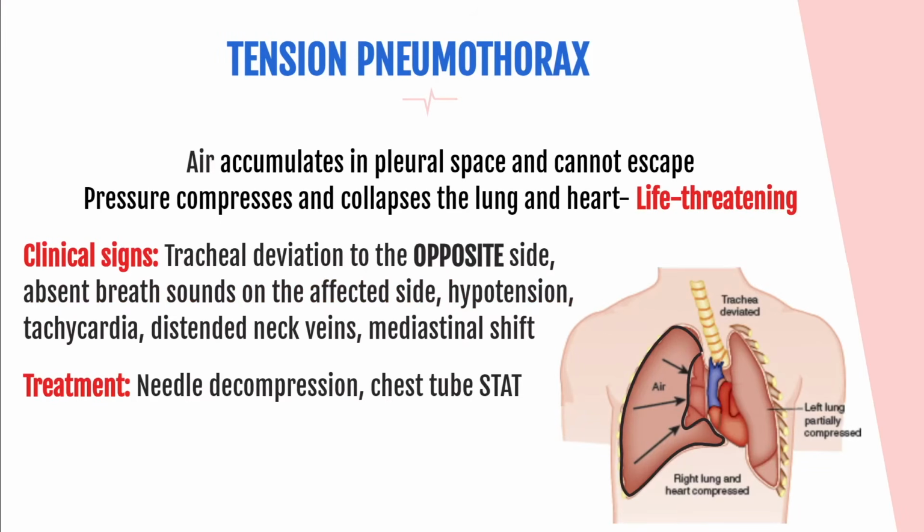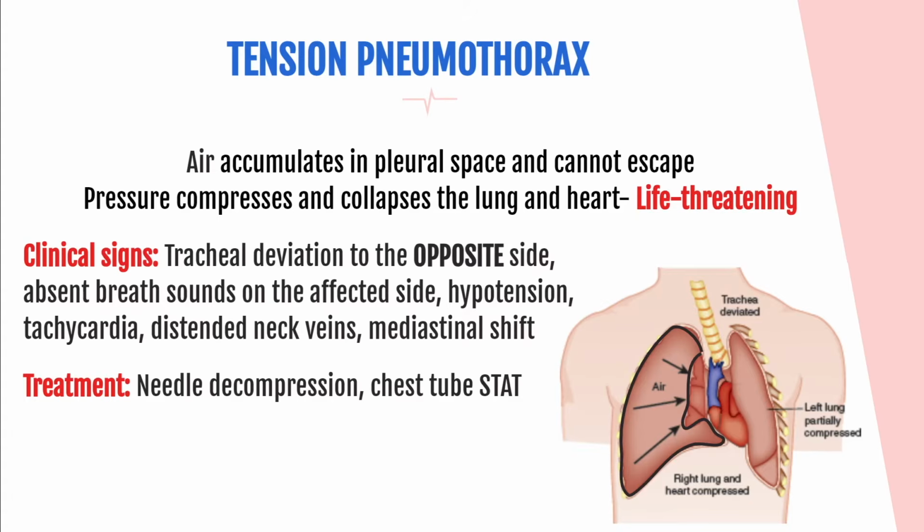So a tension pneumothorax is a very serious type of pneumo where air accumulates in the pleural space, but it cannot escape. And since it can't escape, the pressure ends up compressing and collapsing the lung and the heart, which can be life-threatening if not treated quickly. And if you look at the picture down below, that air has collapsed that lung and it is compressing both the lung as well as the heart. And what you see is tracheal deviation to the opposite side of the pneumo.